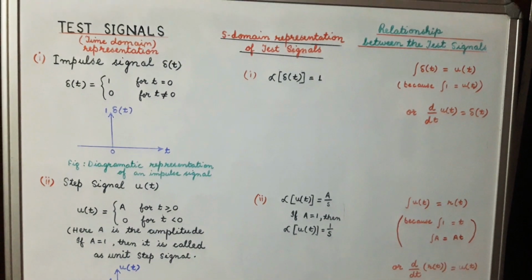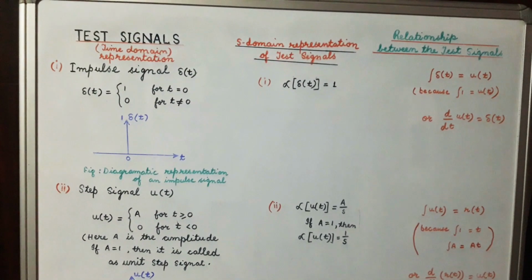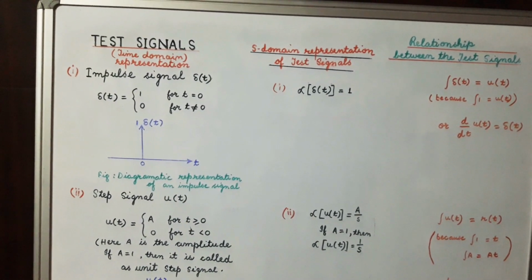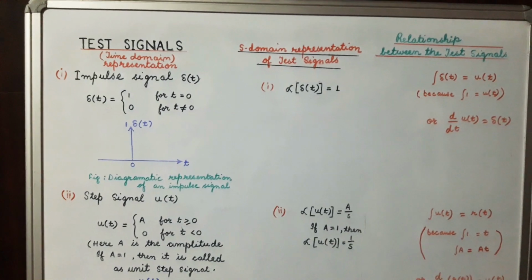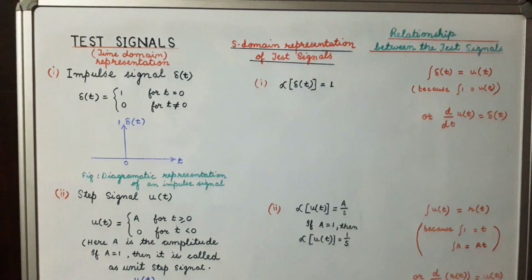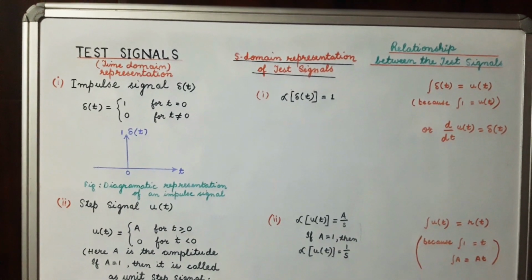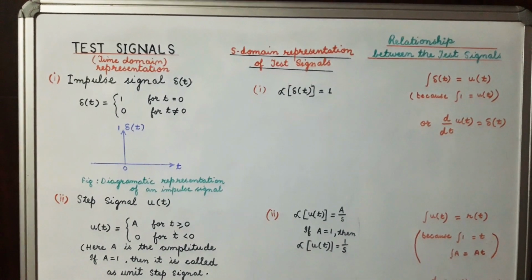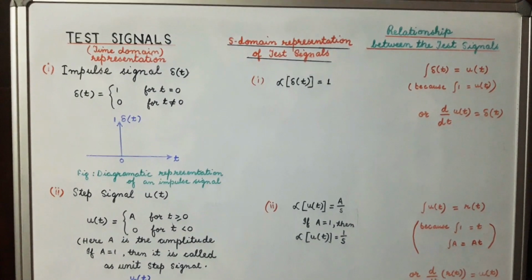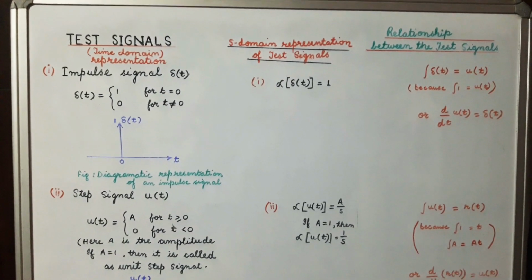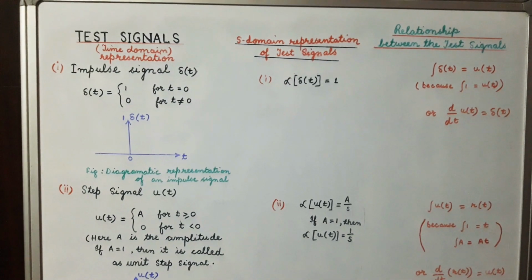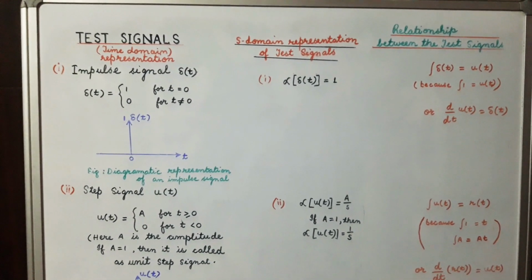Hello everyone. In this video, we will discuss the various test signals which are used in signal system. In the topic of signal system, the impulse signal and the step signal are the best test signals to test any system. Besides the impulse signal and the step signal, there are two more signals which are used to test a system. These are the ramp signal and the parabolic signal.